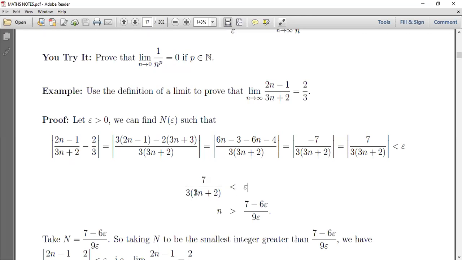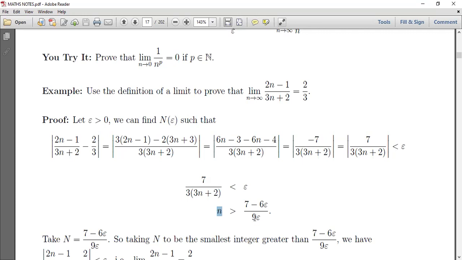I was going to work this one out if I had a whiteboard here, but I don't have one. I'm sure you can clearly see that we subtract 2 and then divide by 3. We will see that n is greater than. Remember, we need to reverse the inequality sign. When do we reverse the inequality sign? After inverting both sides. When you invert both sides, you reverse the inequality sign. That's why we now have n is greater than 7 minus epsilon over 9 epsilon.